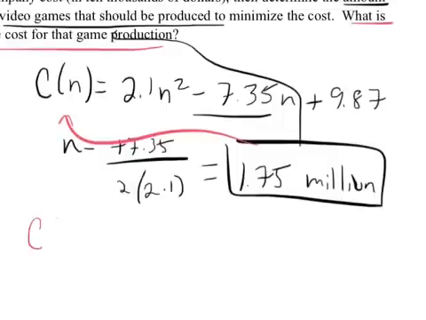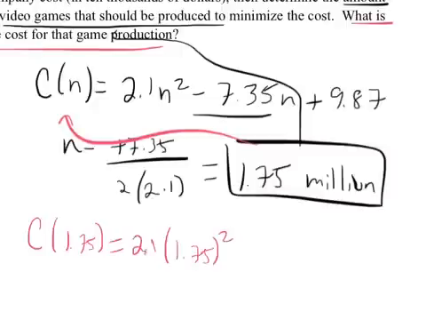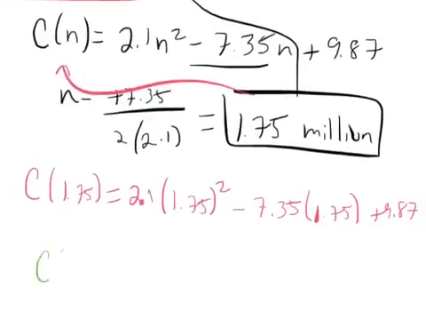Here we're going to get C of 1.75. Well, that's just the function evaluated at 1.75. Remember, that's in millions, but we're leaving it as 1.75 as the function, because that's really the n value, 1.75. And if you multiply these out, what you're going to end up getting for C of 1.75, the cost when 1.75 million games are produced, is around 3.43.